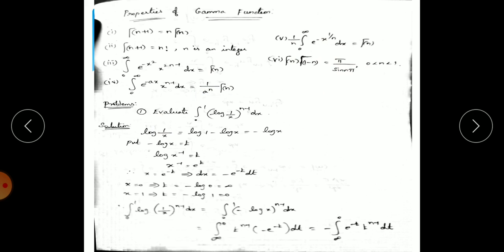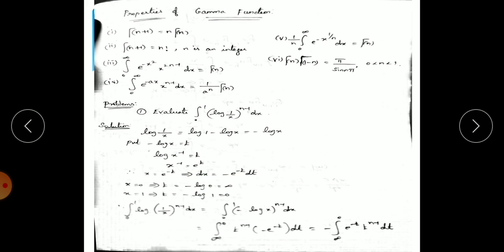Evaluate the integral over 0 to 1 of (log 1 by x) whole power n minus 1 dx. Let us take log 1 by x as log 1 minus log x. Since log 1 is 0, this becomes minus log x. Now put minus log x equal to t. So log x inverse equals t, x inverse equals e power t, so x is equal to e power minus t. So dx equals minus e power minus t into dt.